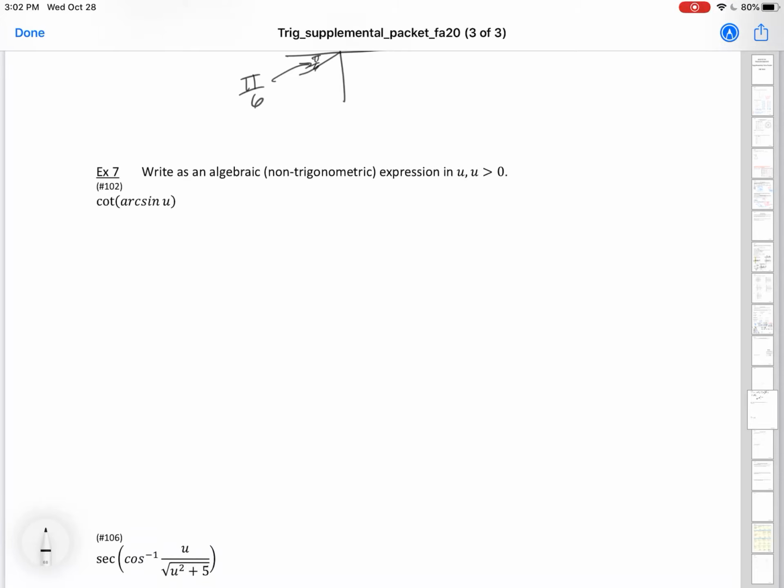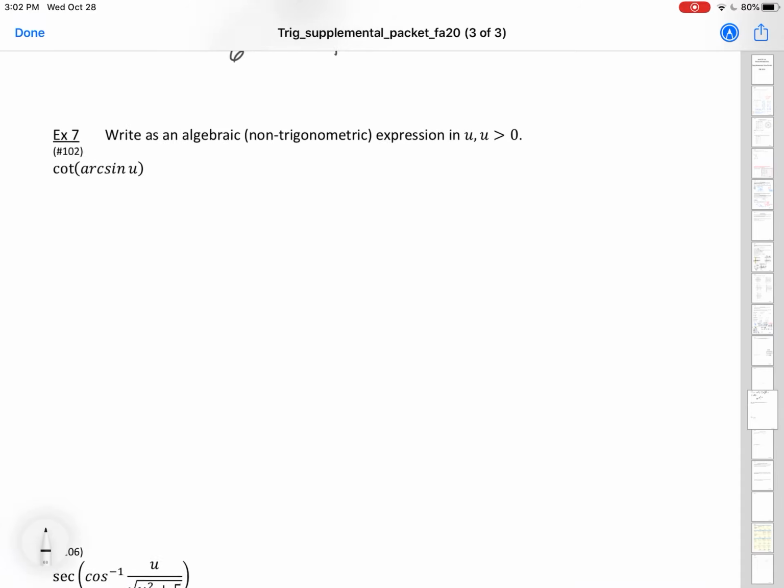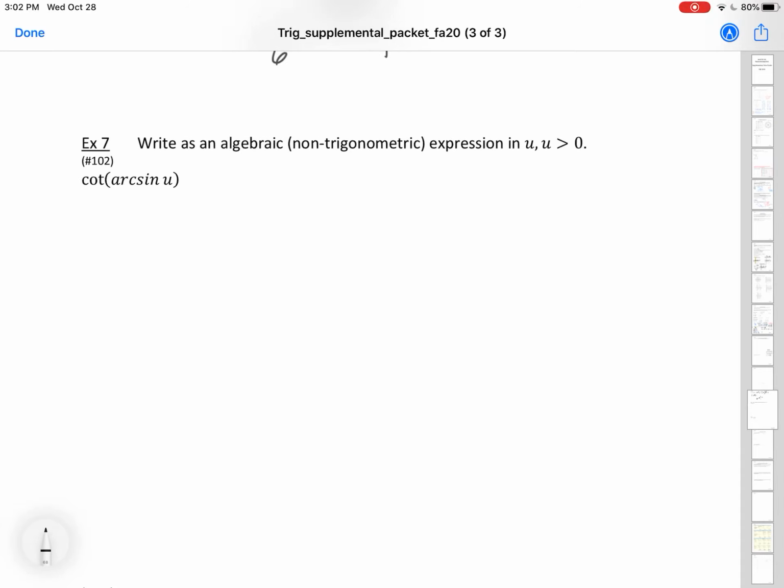These are very good. These problems that come next, I would be shocked if they didn't make the test. I tend to pick something like this because it has you draw things out and tests for understanding. So they're asking us to take the cotangent of the arcsine of u, and they do tell us that u is a positive number. That's important. Because u is a positive number, we know we're in the first quadrant.